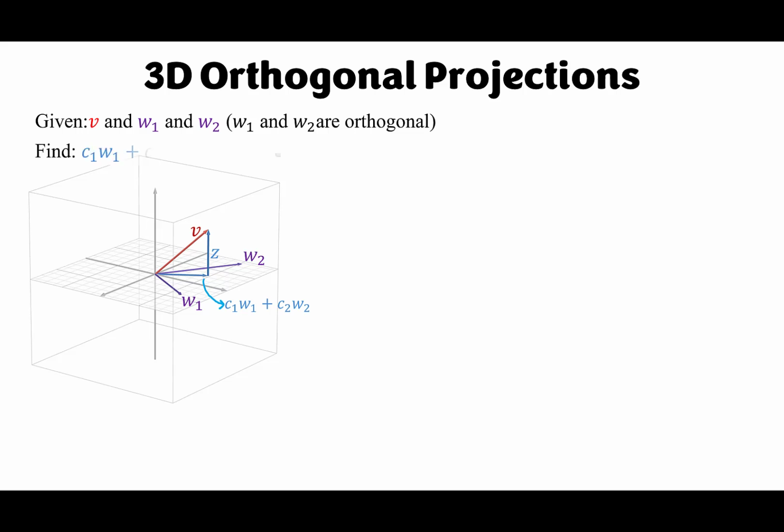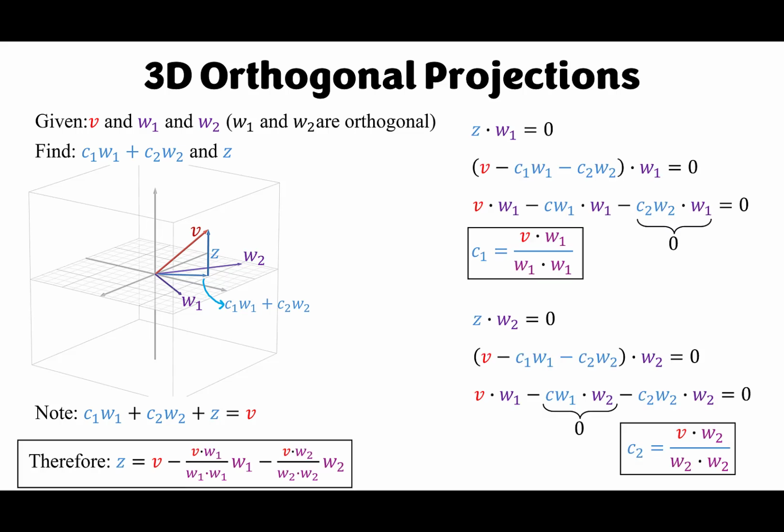All right, so in summary, we're trying to find that linear combination, c1 w1 plus c2 w2, where c1 and c2 are scalar multiples, w1 and w2 are the vectors, and we're trying to find that perpendicular vector z. And note that the sum of those will equal the vector v. So that linear combination plus z will get you to the vector v.